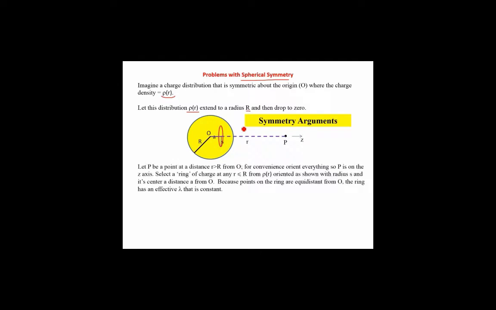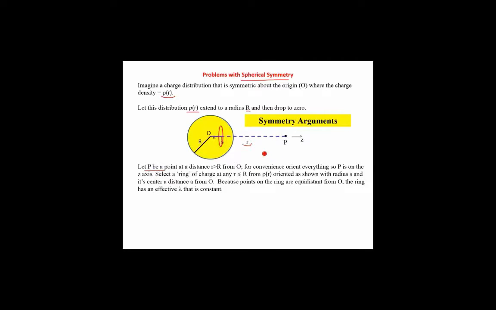So what we're going to do is take the point P along the z-axis. So we orient the sphere such that the z-axis is shown here and the point that we're interested in is shown here. Okay, so we'll also let that distance be little r from the origin. So sometimes I'll say r, sometimes I'll say z for the position of this point.